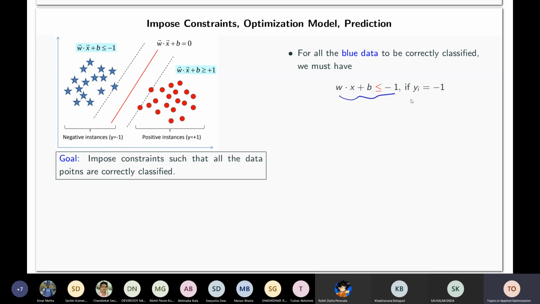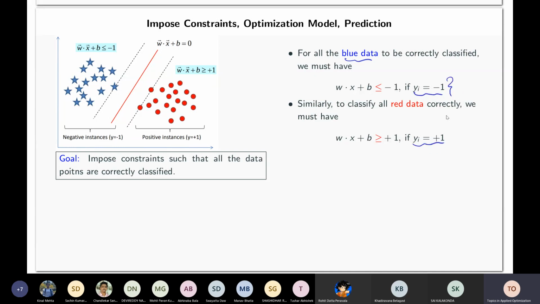So these are the constraints for the blue data. Only blue data. For all the X corresponding to the blue data, I must satisfy less than or equal to -1, which is this. And for all X in the red data, I must satisfy this greater than or equal to +1. So the blue data is characterized by yi equal to -1, and the red by yi equal to +1.